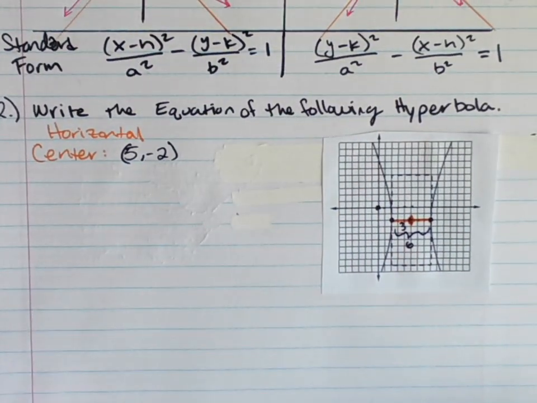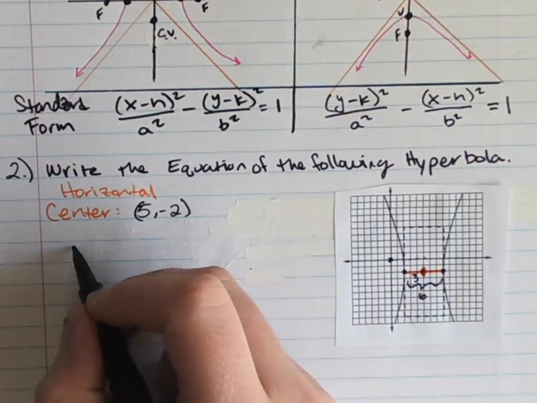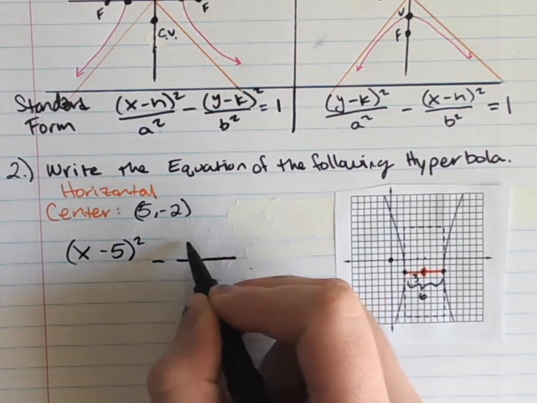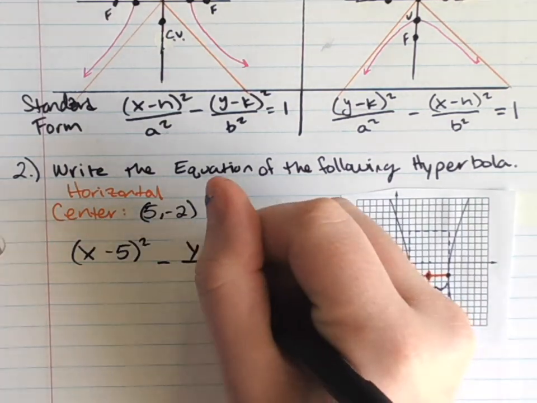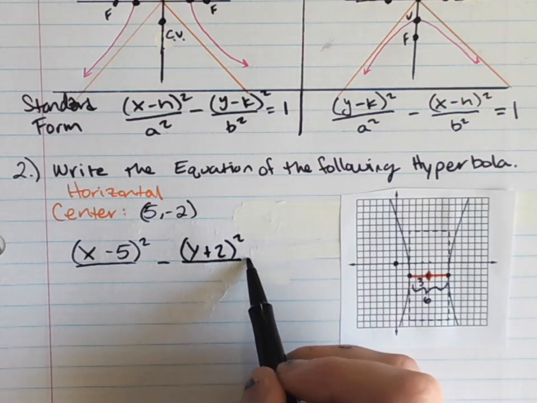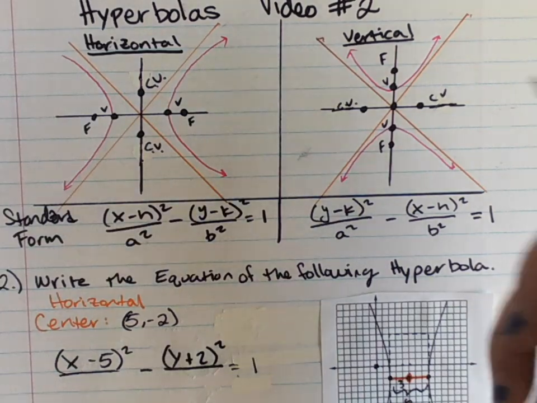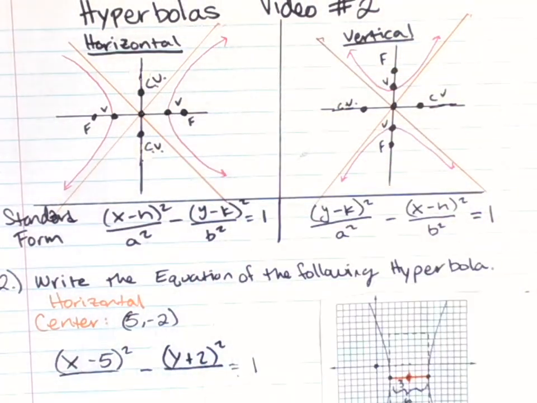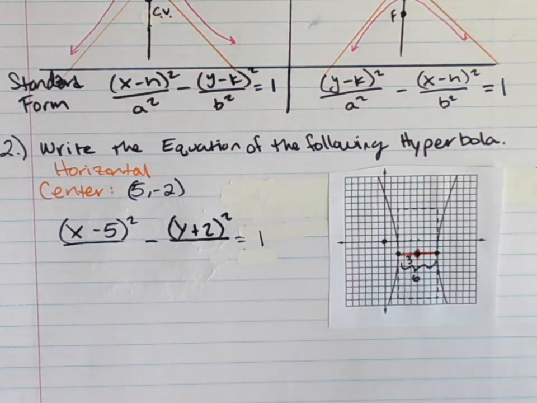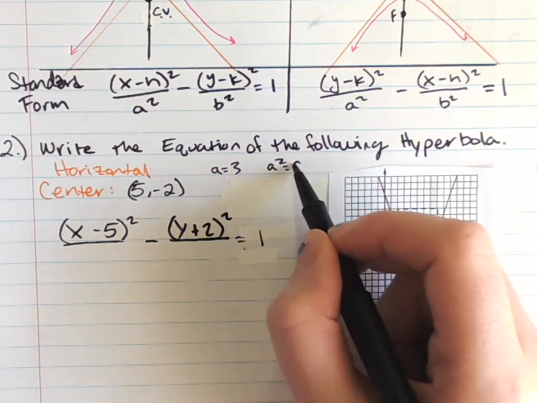Okay, so we know it's going to be using this equation. So we're going to have x minus 5 squared, y minus negative 2, or plus 2. But we don't know what our a and b are. So the a is the distance from the center to the vertex. We've got that already. We know that from the center to the vertex is 3. So if a is 3, a squared is 9.